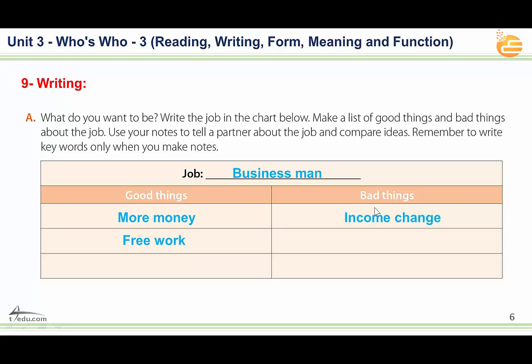So this is a bad thing. It's not the same. It's not the same every month you will get 5 or 10, for example. No, it's changed. Some of the months you will get maybe nothing, maybe 1 or 2,000. Okay, what about you? What is the bad things about being the job that you wrote? What is the bad things? Tell me.